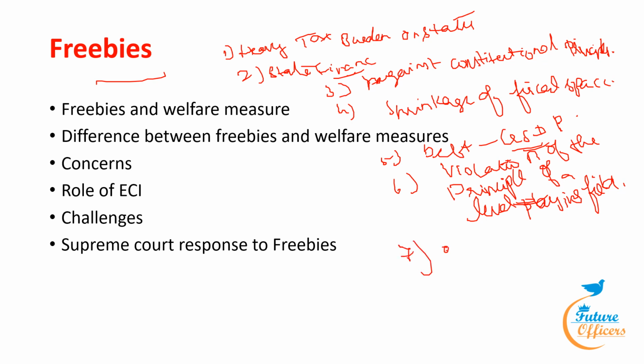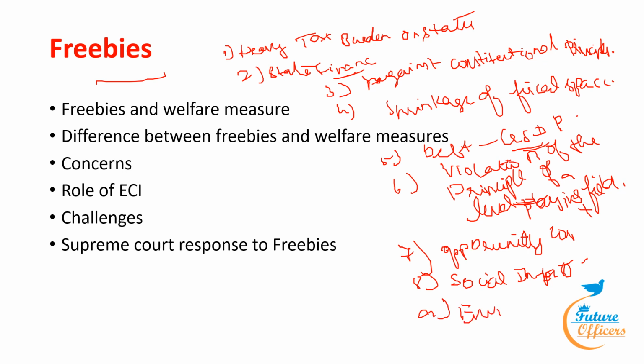Next concern is opportunity cost. Next, social impact. There are also environmental concerns. So these are some of the concerns of freebies.